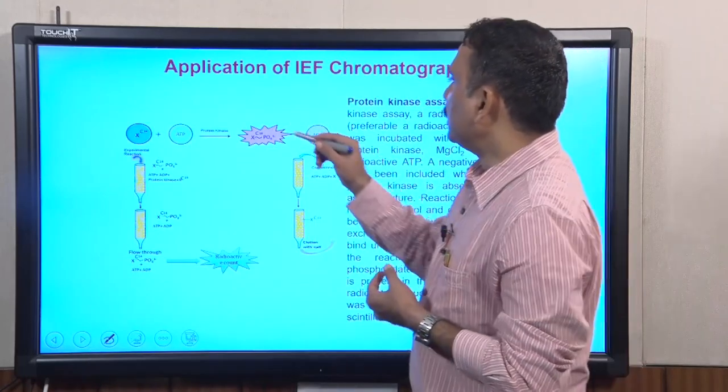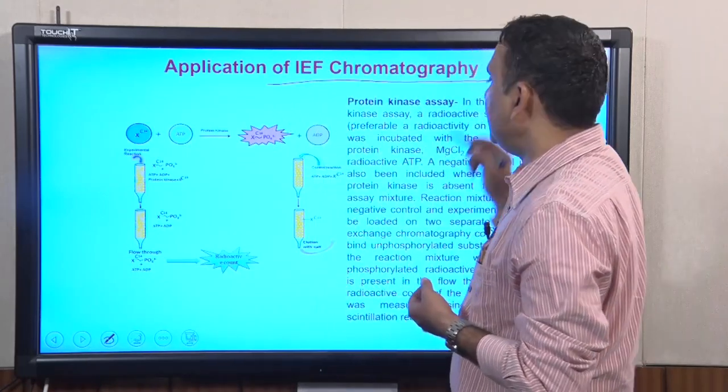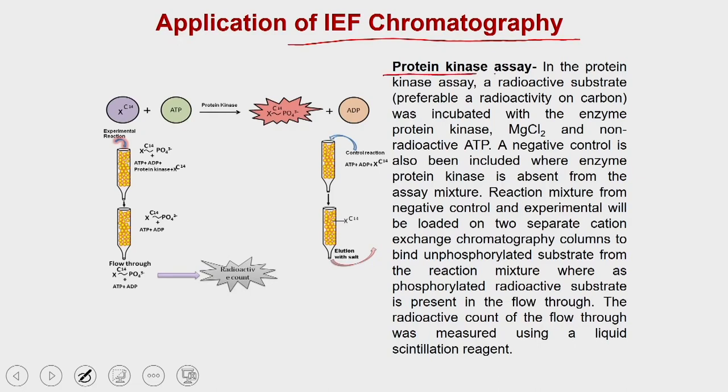Now, you can also use ion exchange chromatography to study the protein kinase assay. You know the protein kinase assay. So if you use the protein X and add the ATP, what the protein kinase will do is take up the phosphate from the ATP, and that phosphate will be transferred onto the substrate and you will get the X phosphate, and the ATP is getting converted into the ADP.